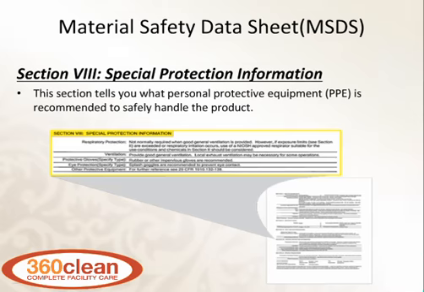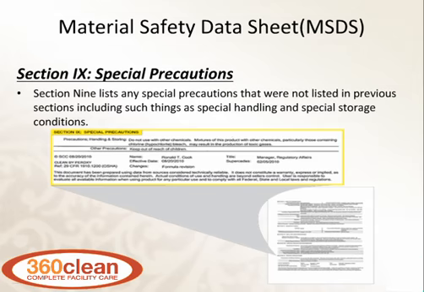Section 8. Special protection information. Outside the name of the product and the health hazard data, this section is also a very important part for every user of the product. This section tells you what you can use in the way of personal protective equipment to make the product safe to use. Section 9 lists any special precautions that were not listed in previous sections, including such things as special handling and special storage conditions.